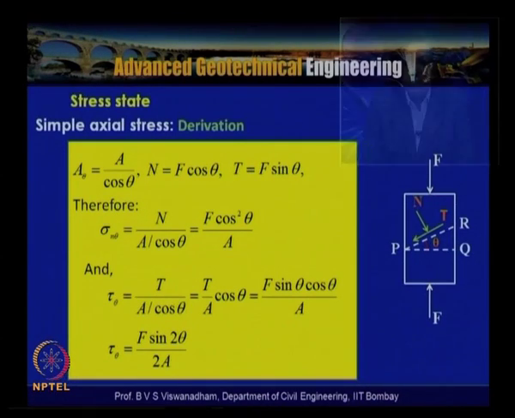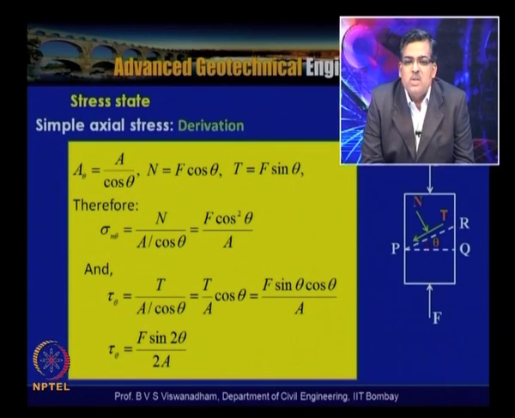Area is nothing but A by cos theta, so N by A by cos theta, where N is equal to F cos theta. If you substitute that, we get F cos square theta by A. Similarly, tau theta is equal to T by A by cos theta, where T is equal to F sin theta. So we can write F sin theta cos theta by A, and with that we can write F sin 2 theta by 2A, because sin 2 theta is equal to 2 sin theta cos theta. So we have written tau theta is equal to F sin 2 theta by 2A.